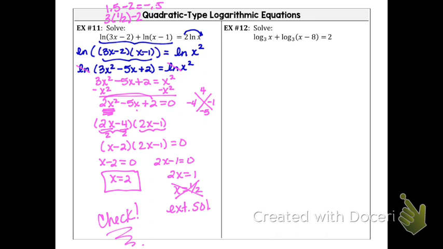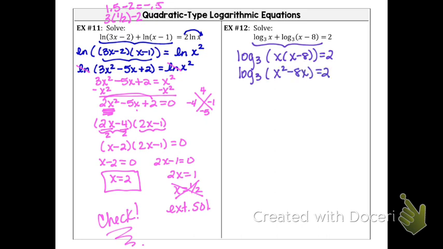Let's try example 12. So example 12, I notice I have two logs on the same side. I have a log plus a log, so I know I can combine them by multiplying. So log base 3 of x times x minus 8 equals 2. We'll go ahead and distribute that x. So log base 3 of x squared minus 8x equals 2. Now this time I just have a single log, so therefore I can change it to exponential. I know that my base is 3, my x is the x squared minus 8x, and my y is 2. So b to the y equals x. And then just solve this.